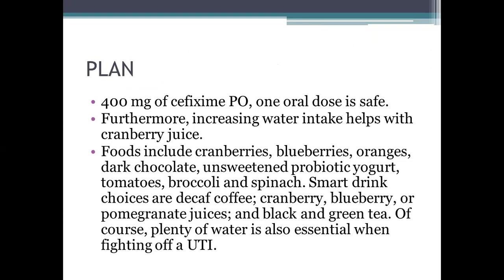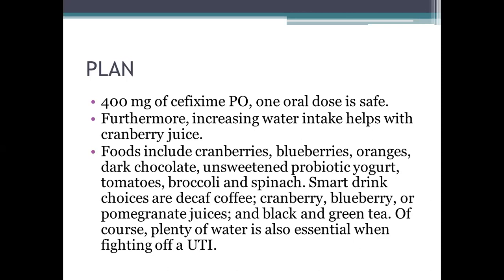So the final plan is 400 mg of cefixime per oral. One oral dose is safe. Furthermore, increasing water intake helps, along with cranberry juice. And in terms of food, there should be increased intake of cranberries, blueberries, oranges, dark chocolate, unsweetened probiotic yogurt, tomatoes, broccoli, and spinach. And smart drink choices are to drink decaffeinated coffee, cranberry juice, blueberry juice, pomegranate juice, and black or green teas.